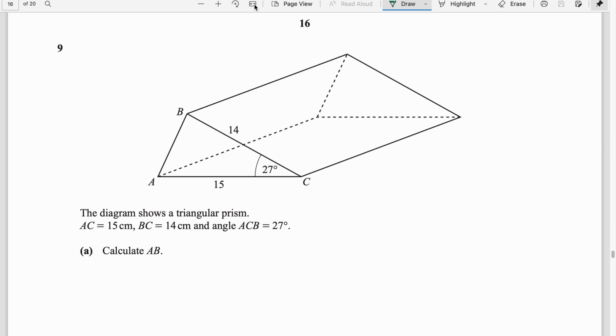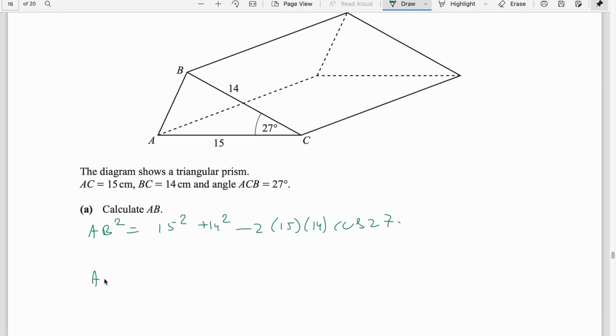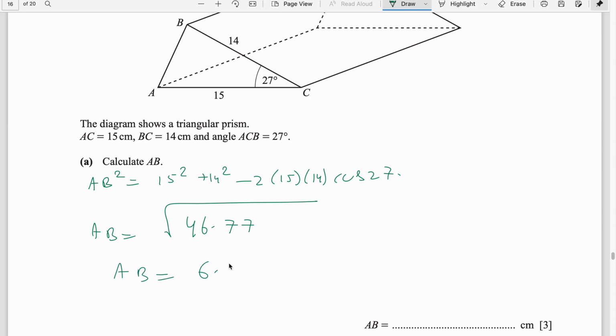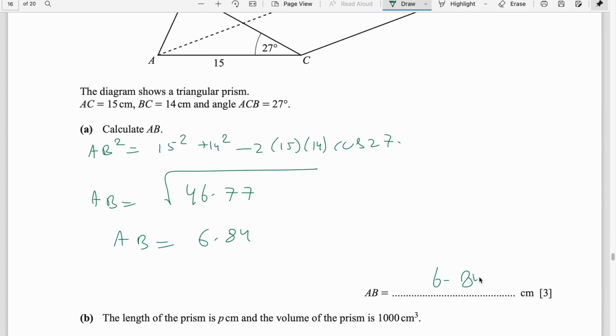Question number 9. The diagram shows the triangular prism. AC is 15, BC is 14, angle ACB is 27. Calculate AB. So we use cos rule. AB squared is equal to 15 squared plus 14 squared minus 2 into 15 into 14 into cos of 27. AB is equal to square root of 46.77 and AB is equal to 6.84.